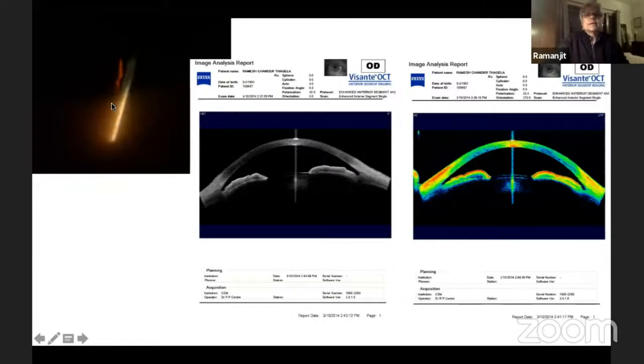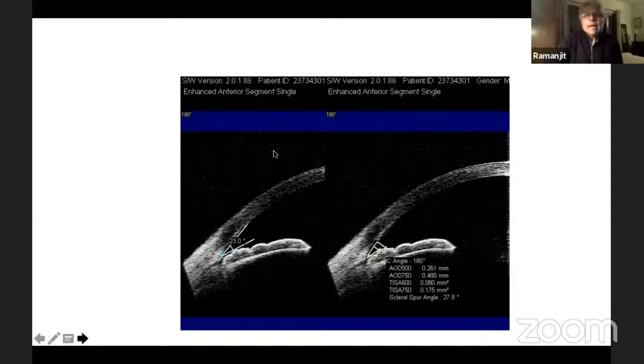You can use a Van Herick's, you can use a torch, you can see anything clinically. This is the kind of picture you're likely to get on the anterior segment OCT. And you could, if you like, make it colored. It just looks nicer, but doesn't give us anything extra. So when we actually see these narrow angles, what are we actually aiming to do?